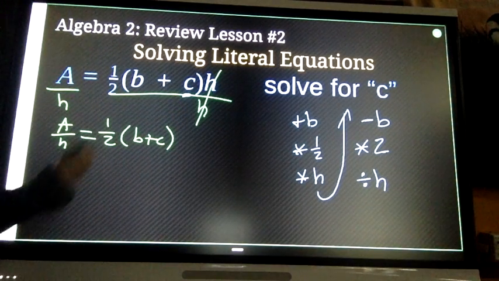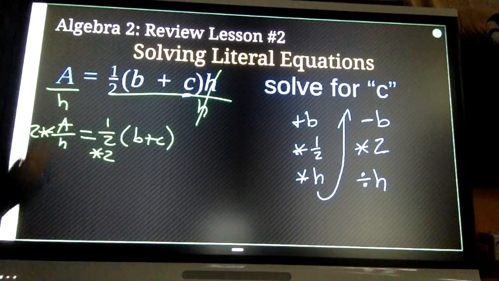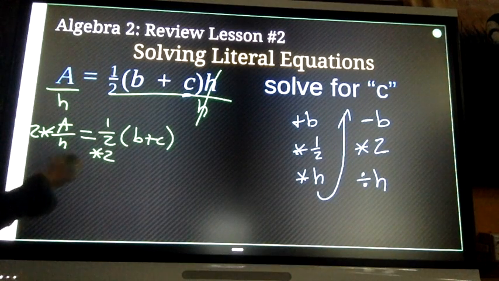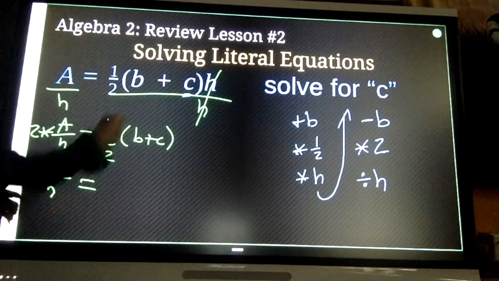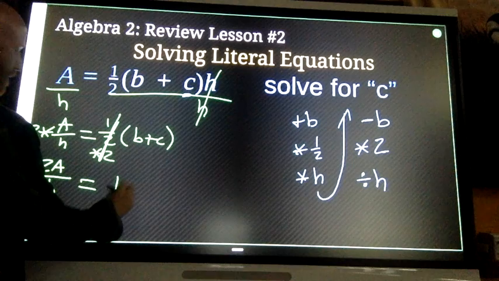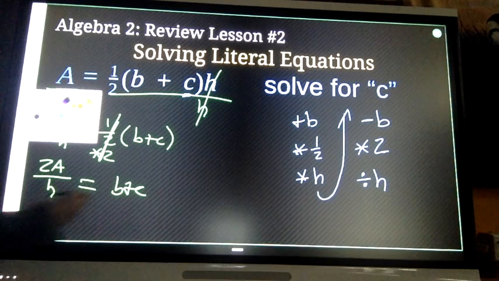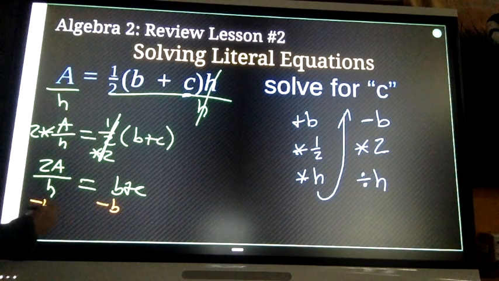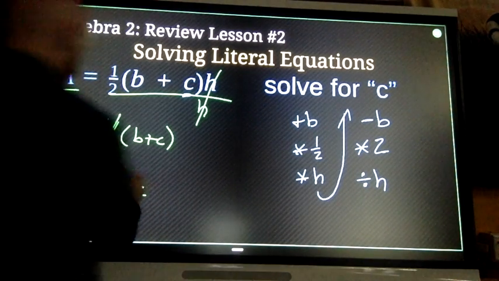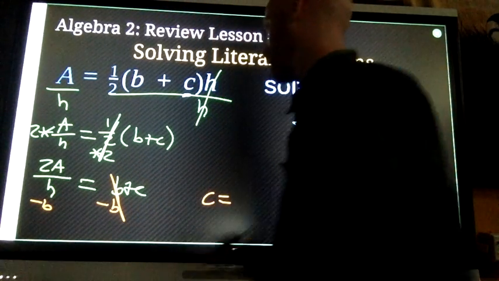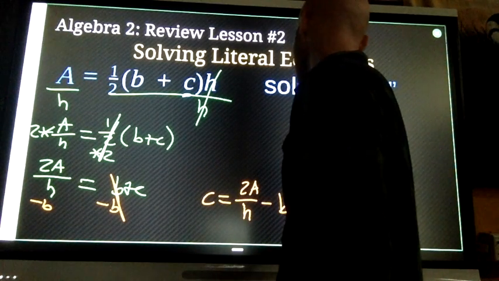Multiply by 2 on both sides. Again, I can't really simplify anything. I can put these next to each other. 2A over H equals 1/2 times 2 is just 1. B plus C. And then finally subtract B from both sides. I'm not going to be able to combine any of this. B minus B will cancel out, and we've got C equal to 2A over H minus B.